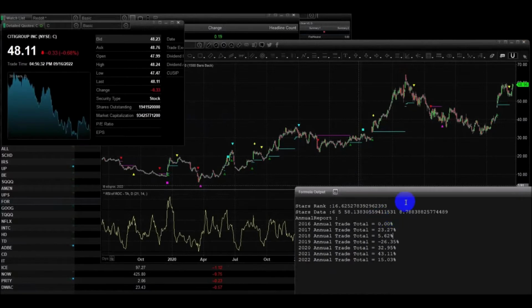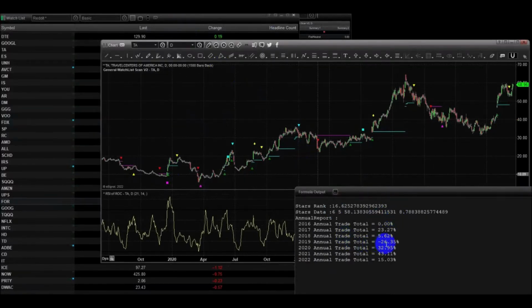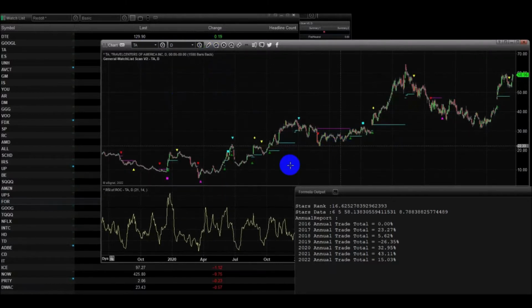So core numbers. Right now, we have an annual reporting. This is the code that runs in the background to feed the TT scan or the LiveTrades data. So we're looking at TA on a daily basis. I'll get rid of the drawing. This is the actual code. These are the trades taking place in the background on the chart that you guys don't see.